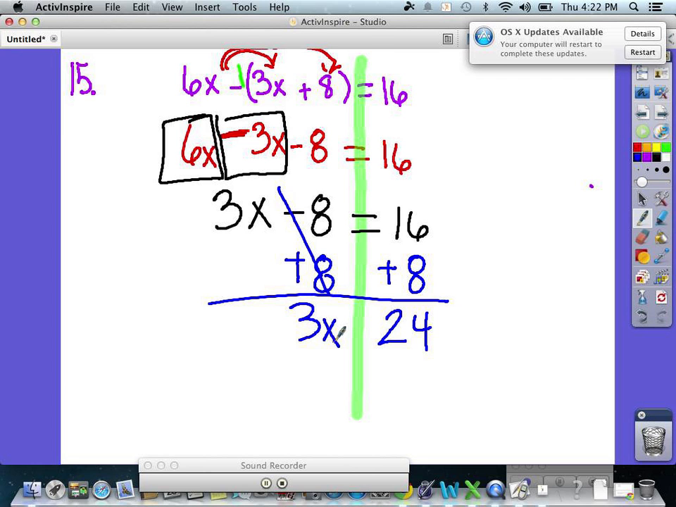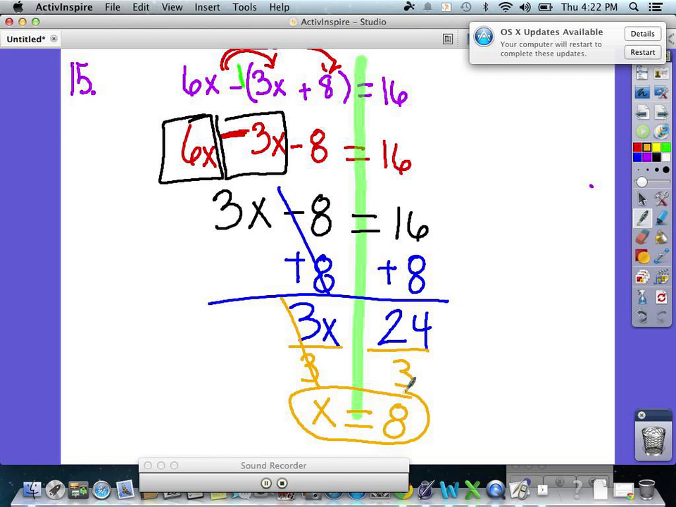Now we need to get our x by itself. So we're going to divide by 3 on both sides. That's going to cancel out. Now we have x equals 8. Your answer here is x equals 8.